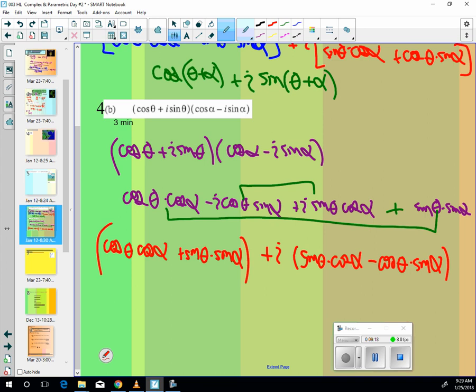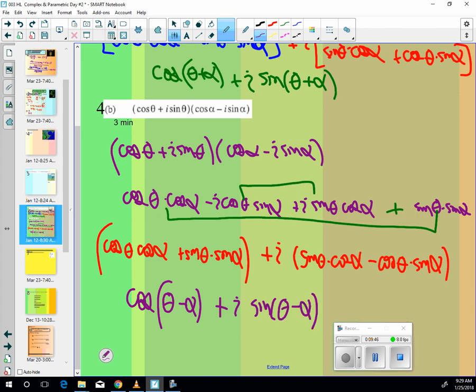This turns into what? Cosine of what? If there's a plus in the middle. Theta minus alpha. Are you getting good at these? Remember these from before? And then this is going to be plus I times, what's the second, minus cosine? Sine of theta minus alpha.